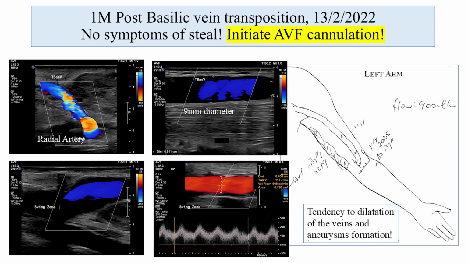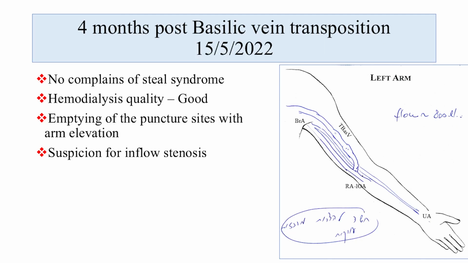1 month post-basilic vein transposition, there are no symptoms of Steal. Then we begin AV fistula cannulation. From the previous AV fistula, we have learned that there is a tendency to dilatation of the veins and aneurysm formation. 4 months post-basilic vein transposition, no complaint of Steal syndrome. Hemodialysis quality is good and emptying of the puncture sites with arm elevation. However, the flow is low with a suspected inflow stenosis.